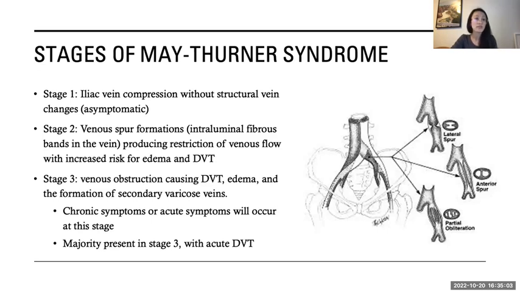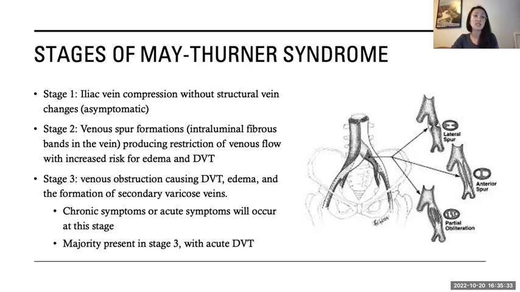In stage 2, you get venous spur formation. You can see what those look like in this image on the right side here. So you get these lateral spurs, anterior spurs. They're basically intraluminal fibrous bands that form within the veins and result in restriction in the venous flow. Usually this stage is also asymptomatic, except in cases of significant exertion. If they're running, they may have some symptoms, but for the most part, usually not significant symptoms in this stage, though they're at higher risk.